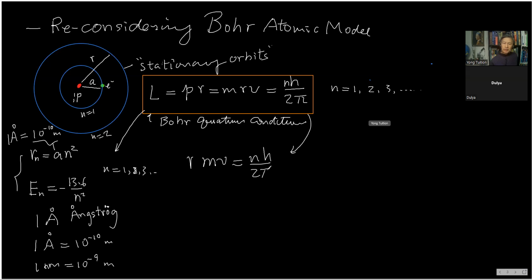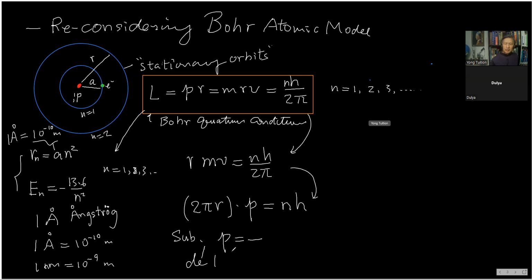Can we multiply 2 pi on both sides? We got 2 pi r multiply p equal to n Planck constant, okay? Can you follow me from here to here? Yeah. Then can we just do some substitution with the formula we just used? P equal to what? According to de Broglie, h over lambda. Yes. Can you write down your result here?